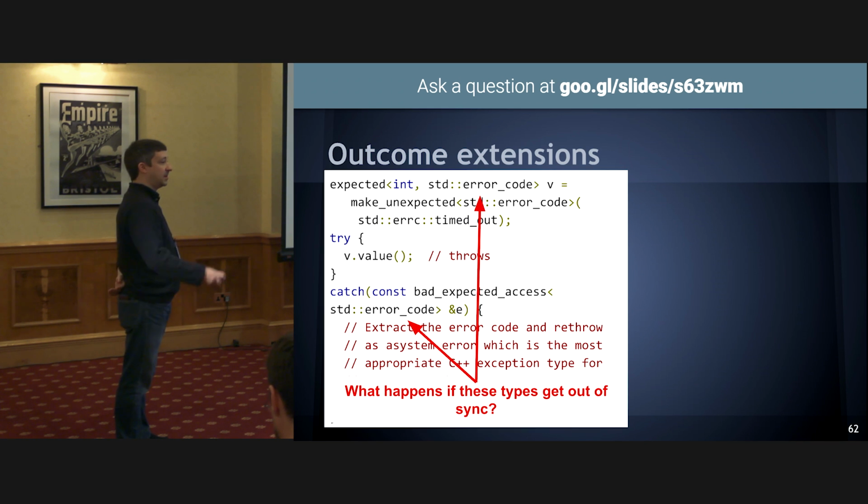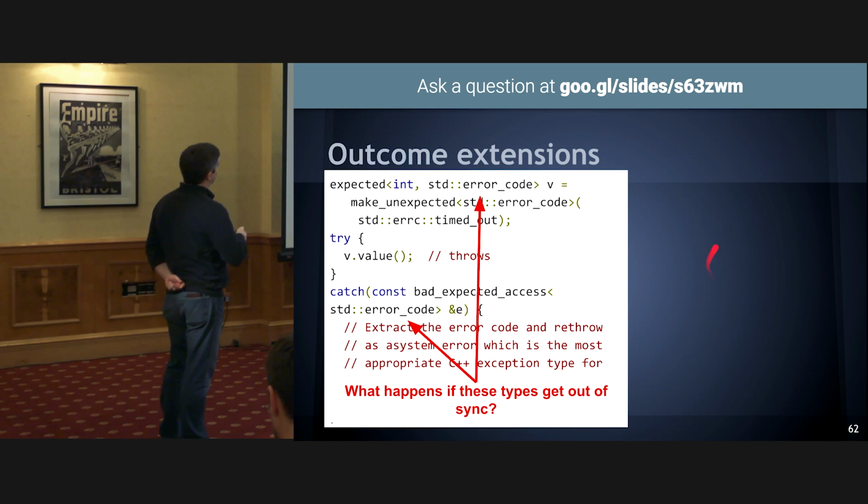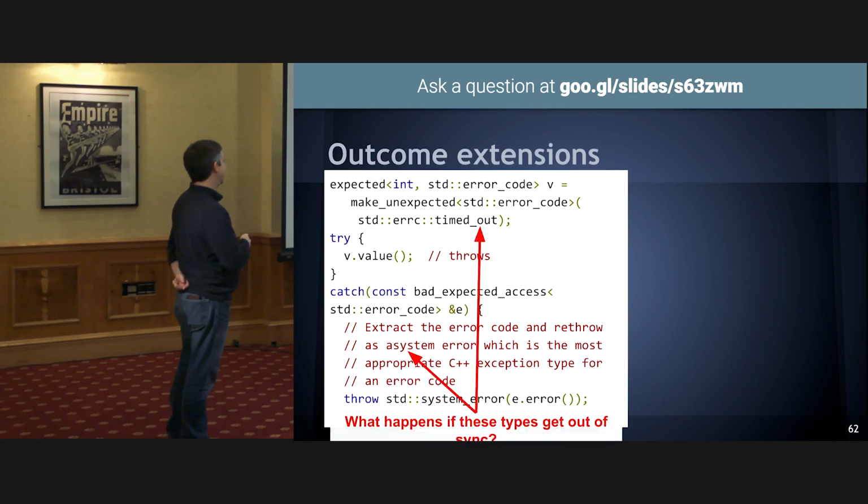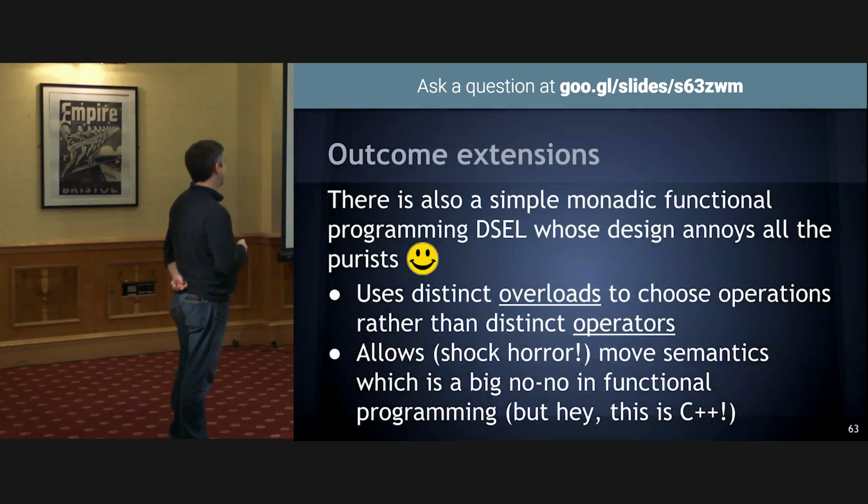You might notice here's a major problem with expected. What happens if your error code up here, if you change this error code in a header file and you forget to change the error code down here in the catch clause? What do you think happens? We fail to catch it. And as a result, your code fails to work. It's one of the small things which is annoying.